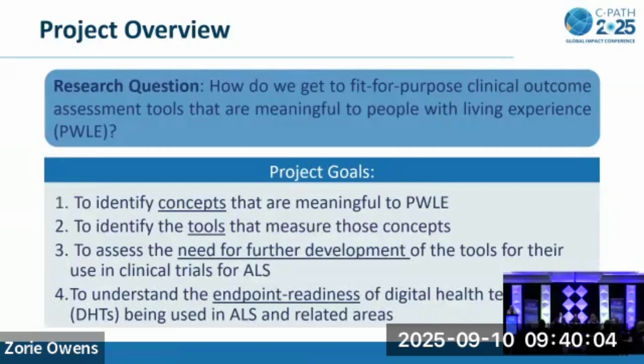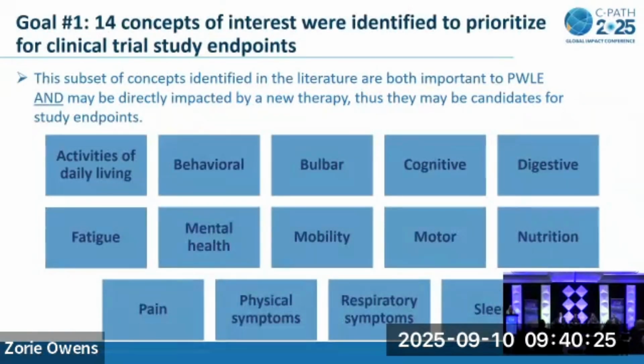And so what we wanted to do was to identify the concepts that were meaningful to people living with ALS, to identify tools that measure those concepts, and to assess where further development was needed and where additional information was. We did have a piece on digital health technologies, but I'm going to focus on the first three things for the next couple minutes. So we went through the literature. We had the Critical Path Institute through CPR&D, who led this, and they had a contract with a group that did it. Shout out to Vector, see RJ here. And they put together going through this literature.